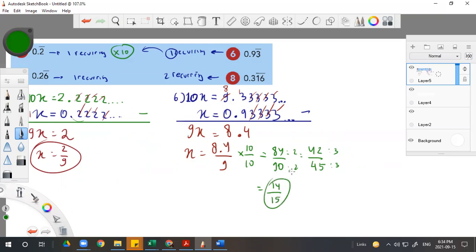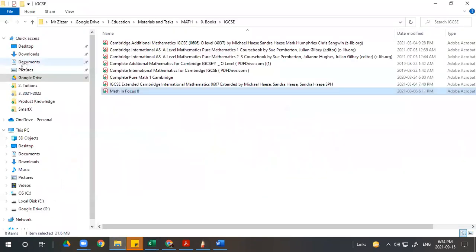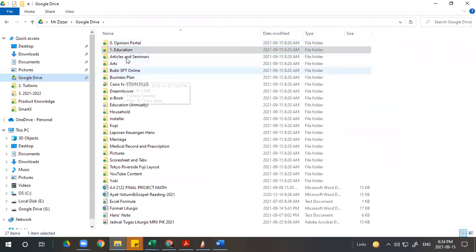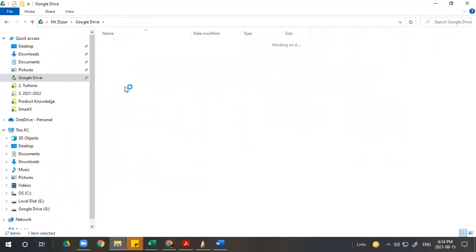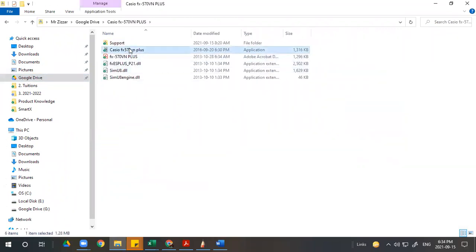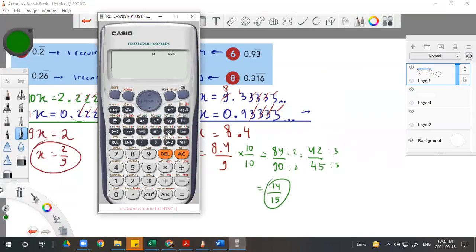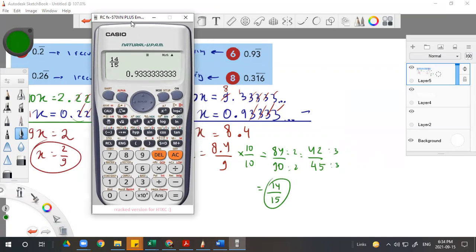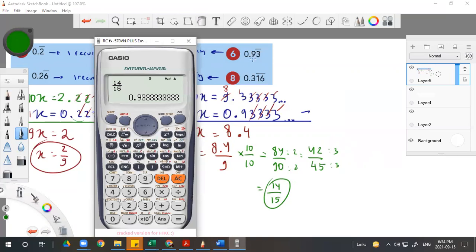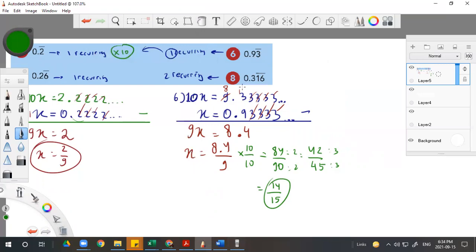That's it. Let's try to prove it with our calculator. With my calculator here, Casio. Let's see this. So 14 over 15. What's the answer? Yeah, 0.93 with never ending. See, 0.933333 and so on. Okay, it's proven. Now, number 8.